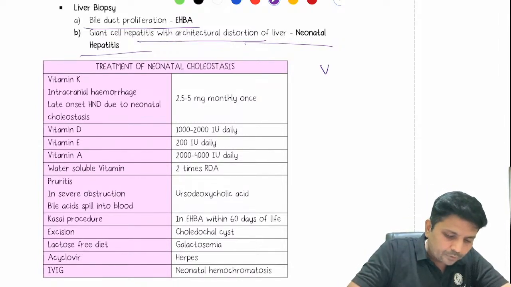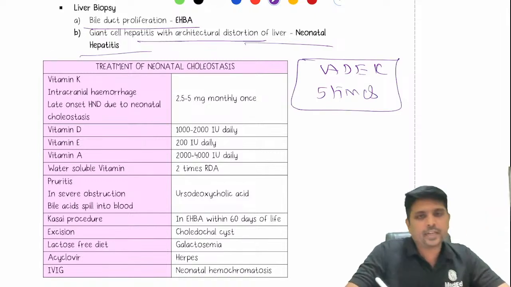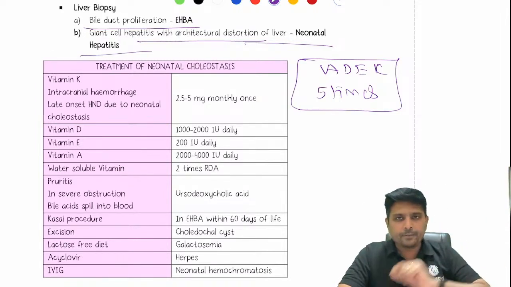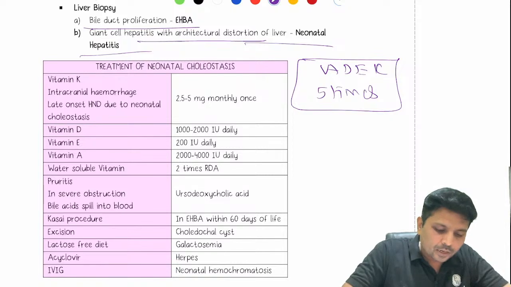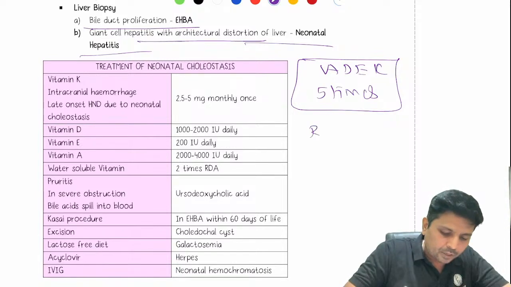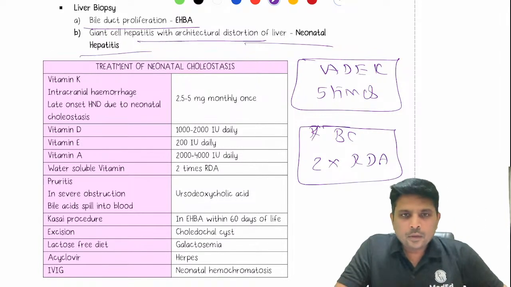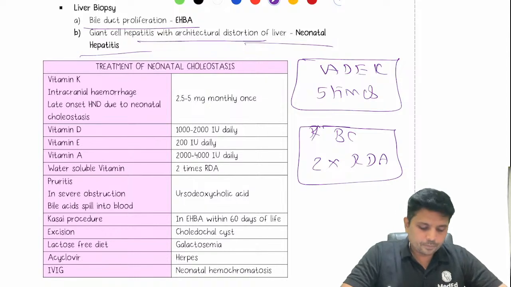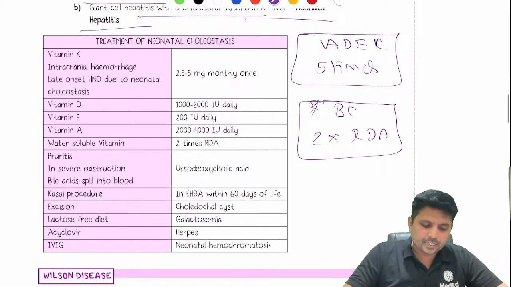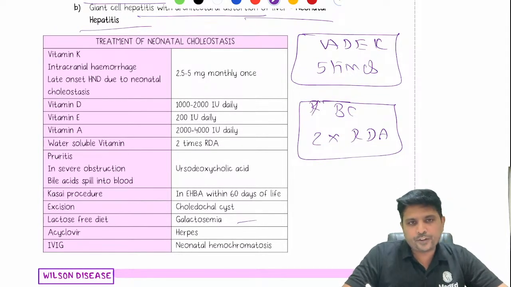You need to give fat soluble vitamins A, D, E, K 5 times. It was discussed yesterday in the topic under cystic fibrosis. Fat soluble vitamins 5 times, and then water soluble vitamins B, C 2 times the normal recommended daily allowance. And then what is the treatment for galactosemia? Lactose free diet.